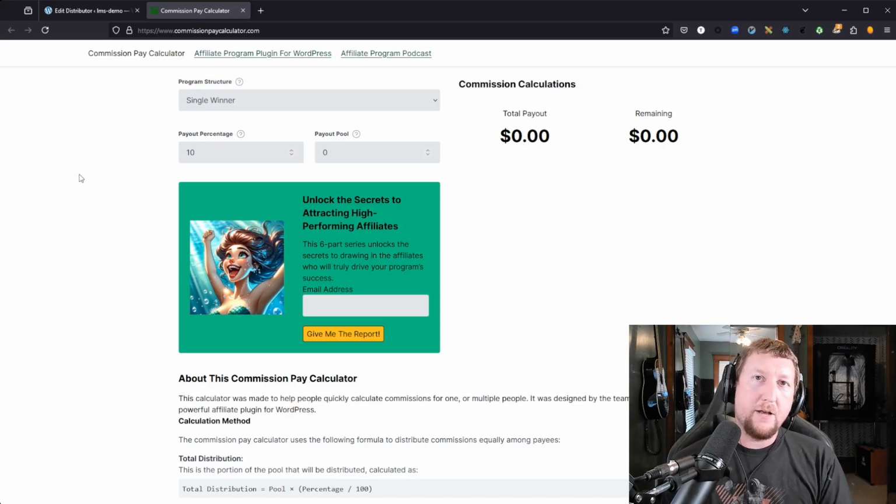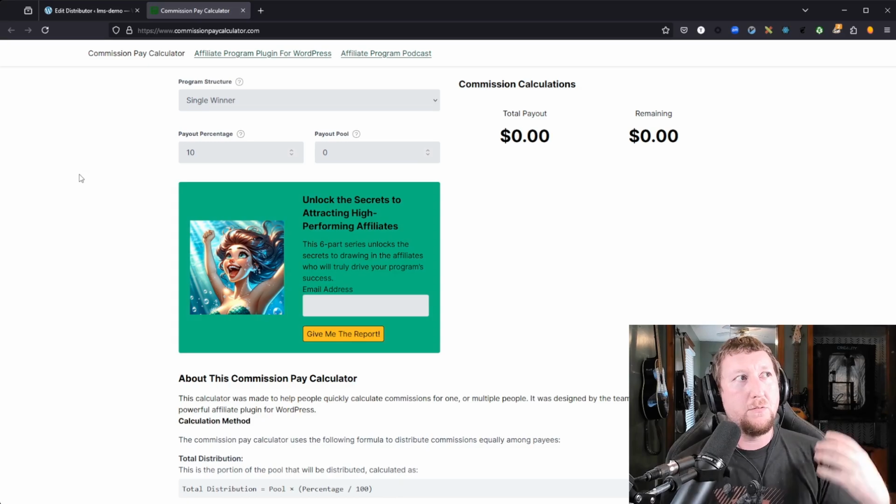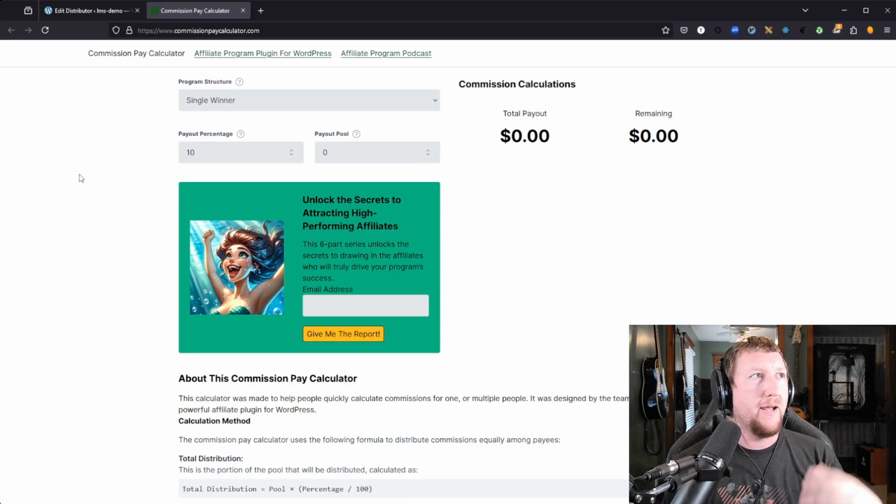To help explain how different distributions and programs work with Siren, I actually built a commission pay calculator at commissionpaycalculator.com. This tool allows you to build out and test different potential programs that you're creating for yourself, and experiment with different ways to make it work without necessarily buying Siren or any other tool. It's just a quick way to get a quick overview of things.